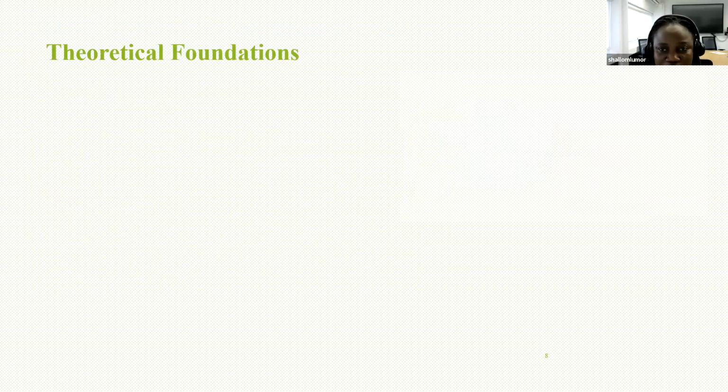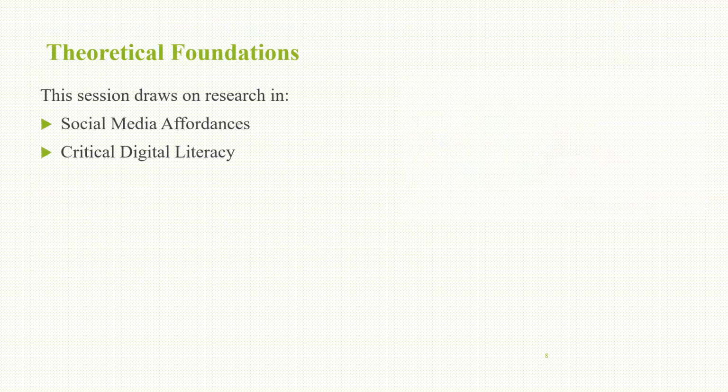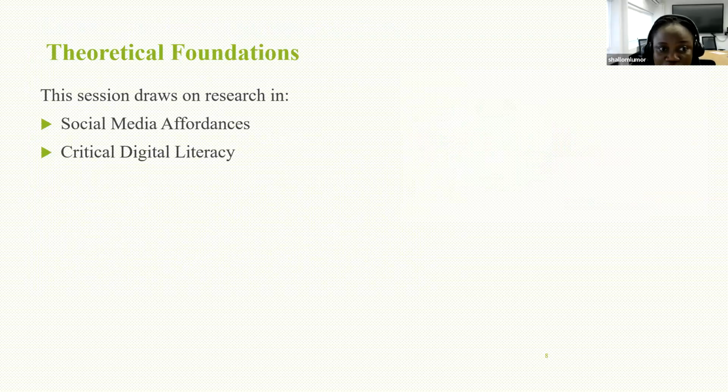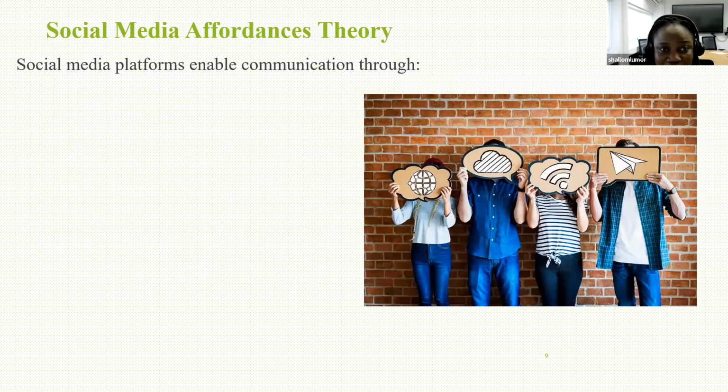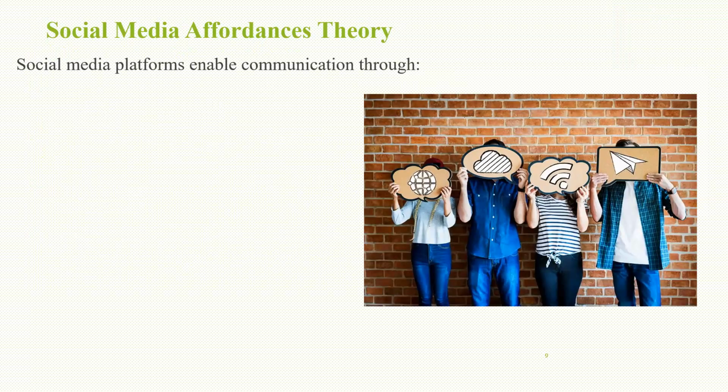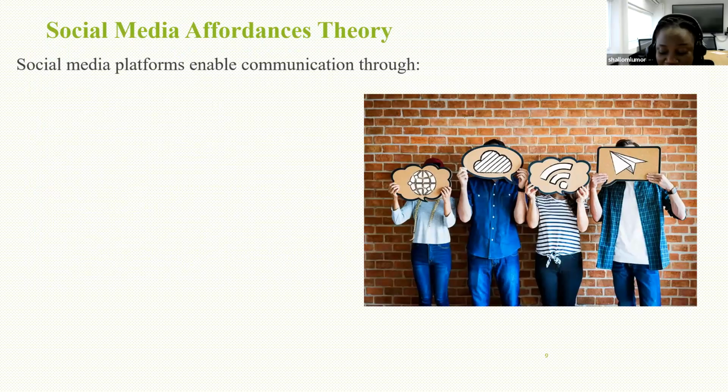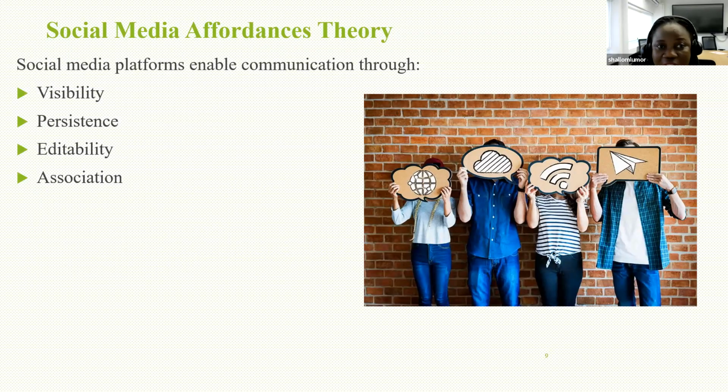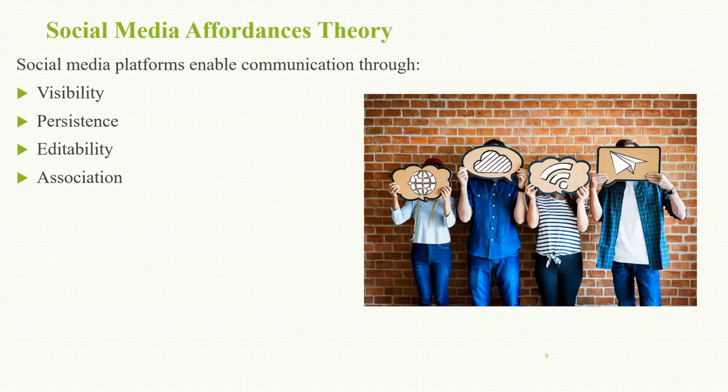So what are the theoretical foundations concerning engaging academic communication on social media? This research draws on two critical theories. One is social media affordances, and the second one is critical digital literacy. So for social media affordances, this particular theory talks about what features of the social media platform help academics or scientists to engage in academic communication on social media. The theory talks about visibility, association, persistency, and editability.